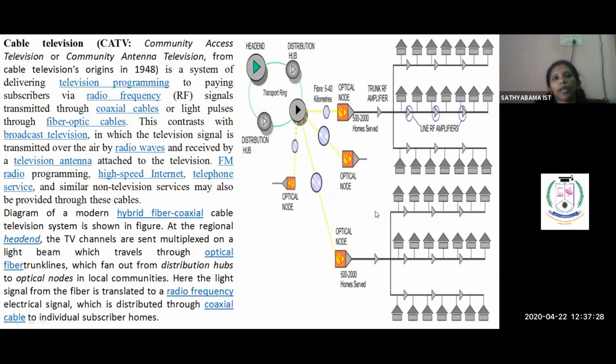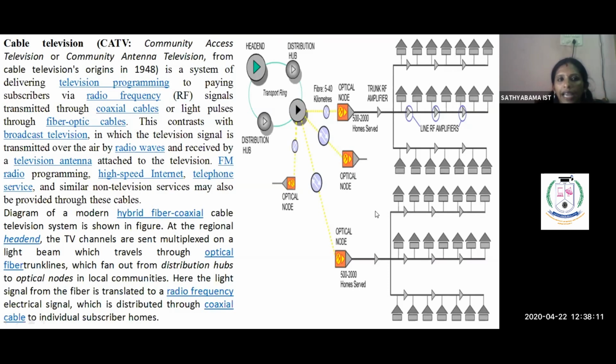Next one is cable television operation. Cable television is nothing but community access television or community antenna television. It is used for delivering television programming to paying subscribers via radio frequency signals transmitted through coaxial cables or light pulses through fiber optic cables. This contrasts with broadcast television, in which the television signal is transmitted by radio waves and received by television antennas.